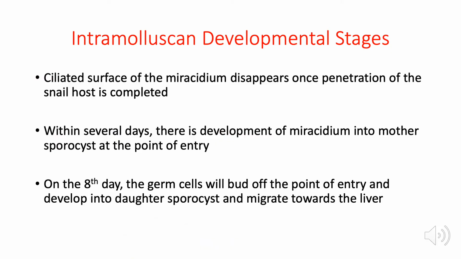It's very important to take note that as soon as the miracidium invades the body of the snail host, it will lose its ciliated surface and become the mother sporocyst at the point of entry. Eight days after the infection of the snail, the germ cells will bud off from the point of entry or the site of development, and the mother sporocyst now will give rise to the daughter sporocyst, which will later produce the cercaria stage.